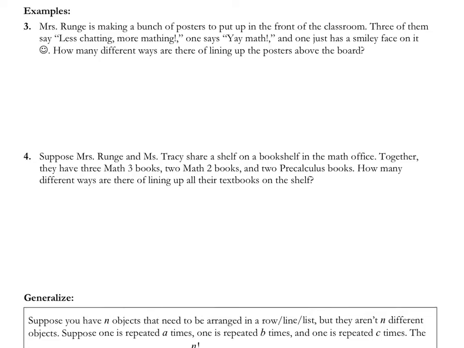Now, if all these posters were different, we could use the exact same reasoning that we used yesterday to say, well, there are 5 posters, organizing them in a row, and so the number of different arrangements better be 5 factorial. And that's the first step, but it's a little bit more complicated than that when you have a few things being repeated. Notice that there are 3 posters that say less chatting, more mathing.